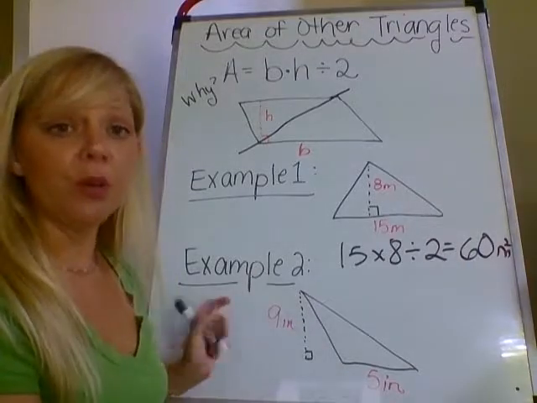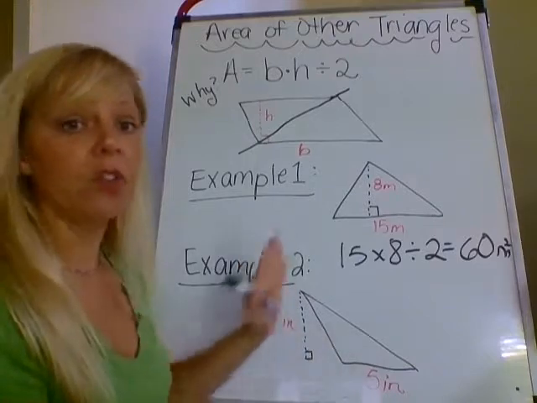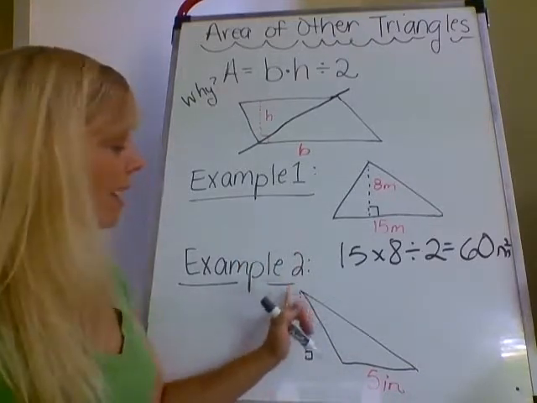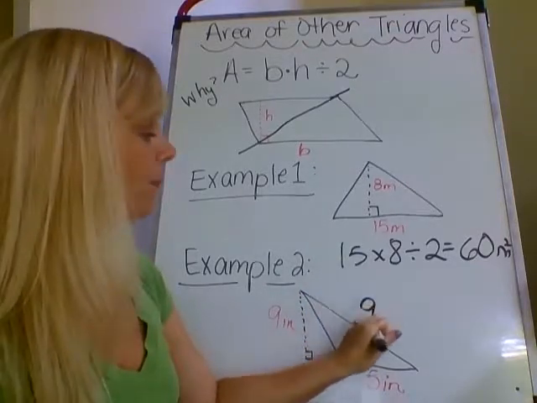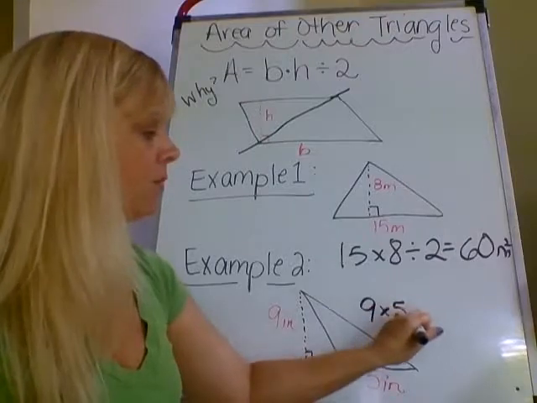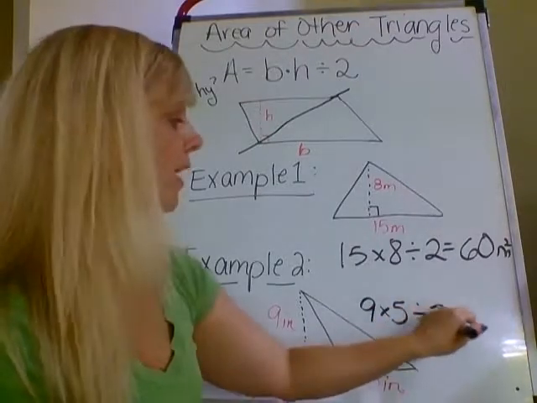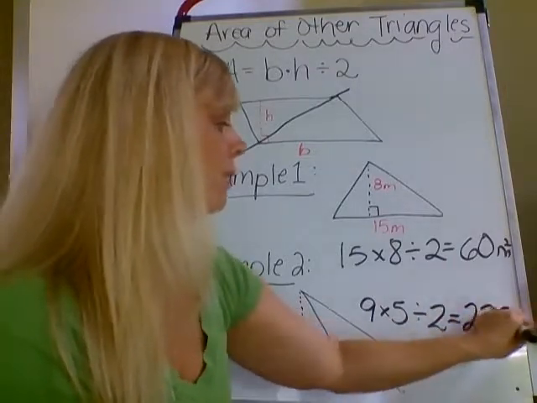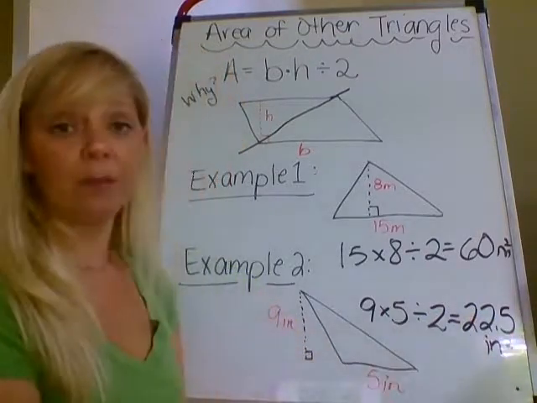On example 2, here I have an obtuse triangle. So my height is on the outside of this triangle. My height is 9 and my base is 5. So again, base times height, so 9 times 5, that's 45. And we divide it by 2, that gives us 22 and a half. And I'm going to go ahead and put it in decimal form, inches squared.